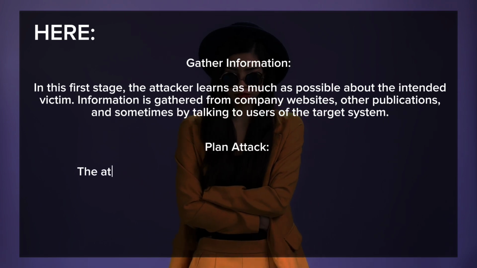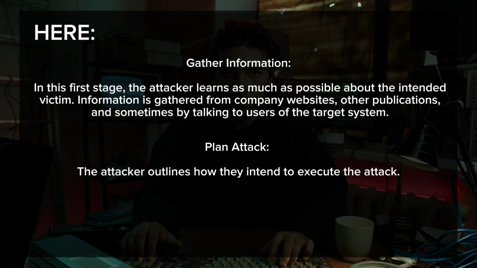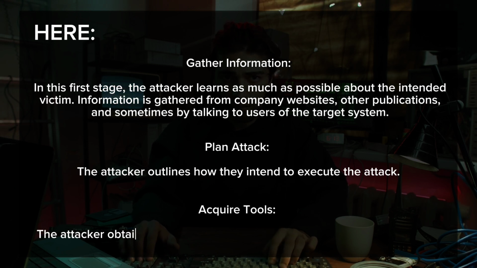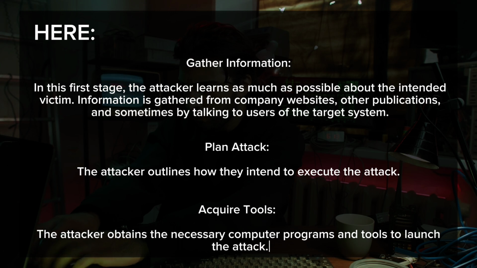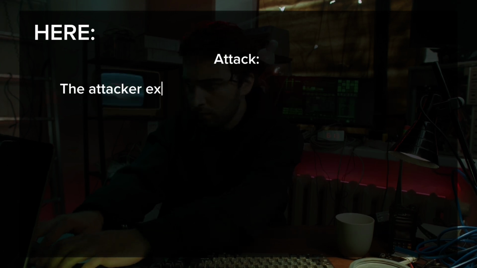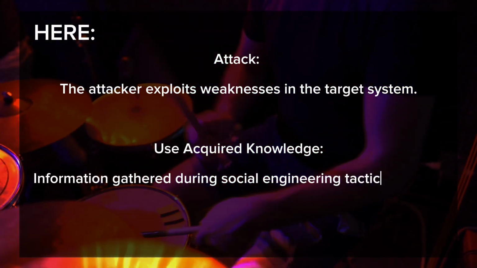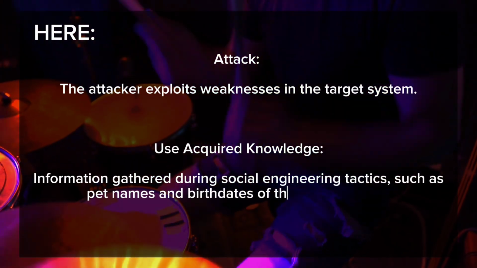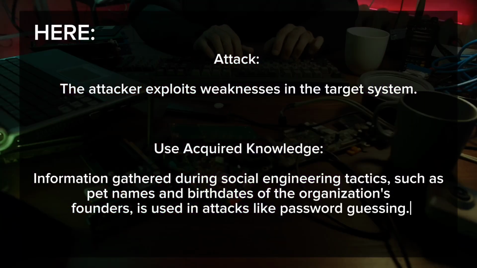Plan attack. The attacker outlines how they intend to execute the attack. Acquire tools. The attacker obtains the necessary computer programs and tools to launch the attack. Attack. The attacker exploits weaknesses in the target system. Use acquired knowledge. Information gathered during social engineering tactics, such as pet names and birth dates of the organization's founders, is used in attacks like password guessing.